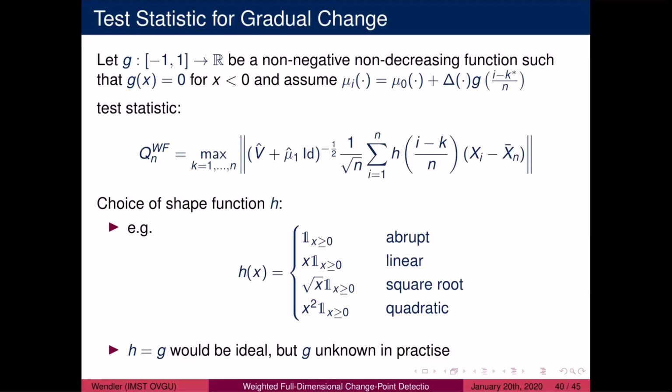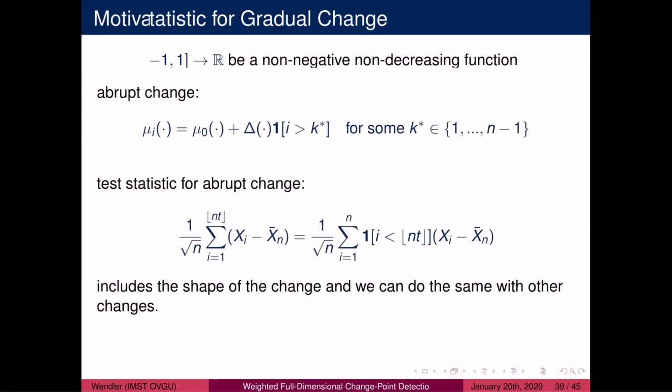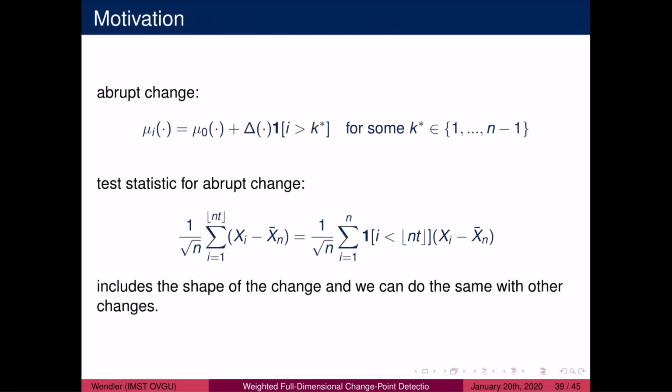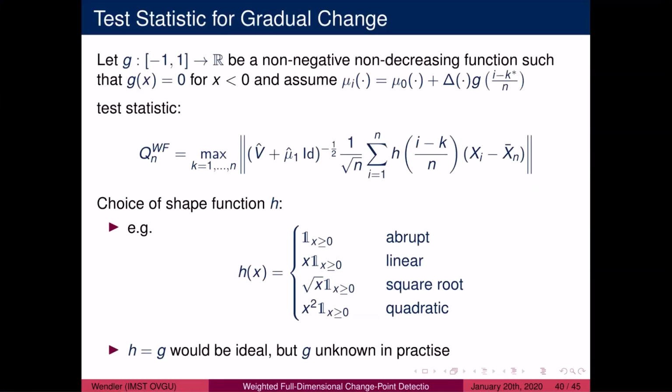So now we have a different change g. If we would know the form of the change, we would just replace this indicator, which was the shape of the change before, by this g. We don't know g, so we take a function h, which we think might be the type of change. So the test statistic is the same as before, only the indicator is replaced by an h. If h would be the indicator, we got our test statistic from before.